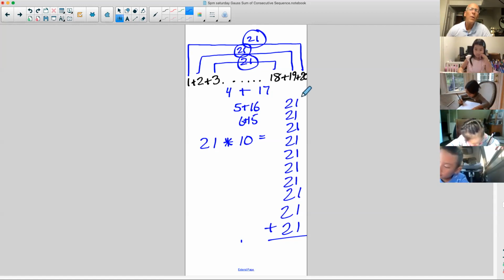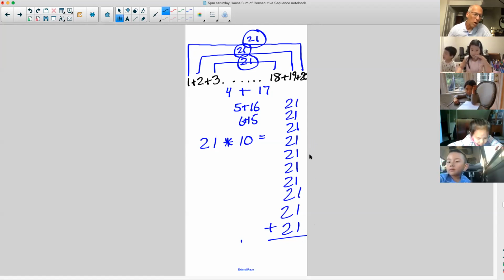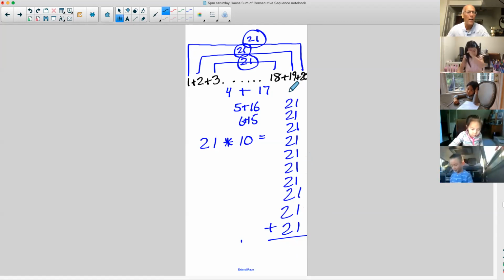Now, who can tell me what is the sum of the ones column? If you add up these 10 ones, what do you think you get, Larry? Larry, when you add 1 plus 1 plus 1 10 times, what do you think you get? 10. Right. Now, who can tell me what number goes in the ones column and what number gets carried in the tens column?